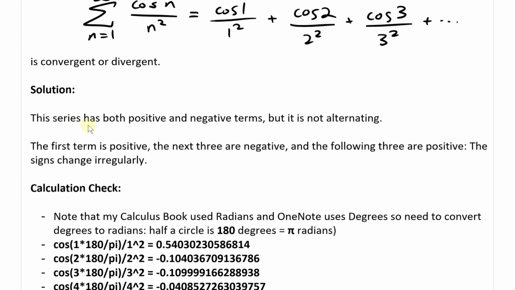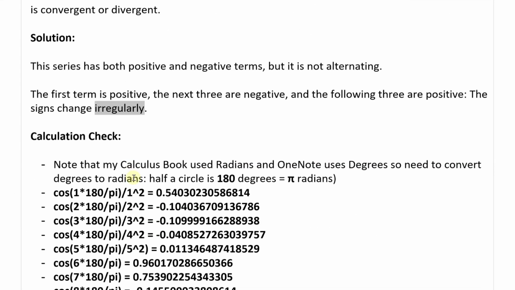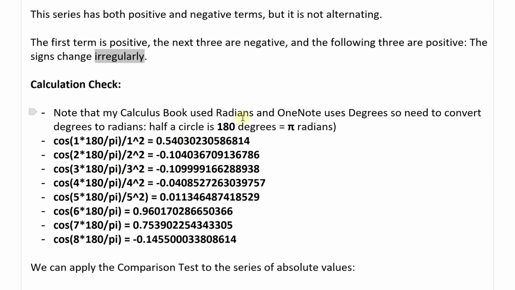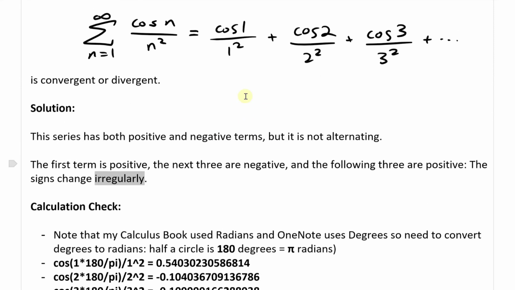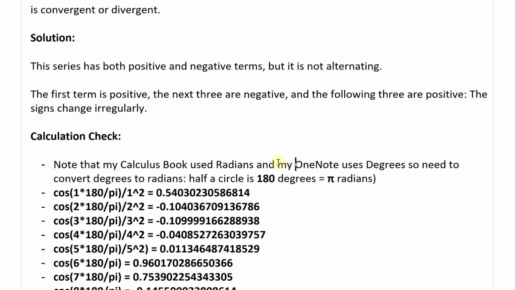My calculus book states that this series has positive terms and negative terms, but it is not alternating. The first term is positive, the next 3 are negative, and the following 3 are positive. The signs change irregularly. Here's a calculation check to ensure the book is correct. My calculus book used radians for the cosine angle, and my OneNote uses degrees, so I need to convert degrees to radians. Half a circle is 180 degrees, which equals pi radians.